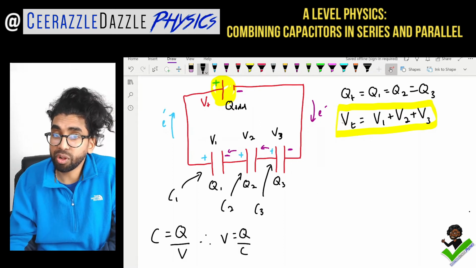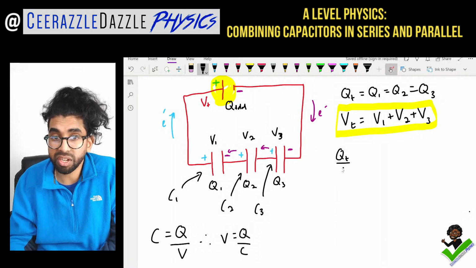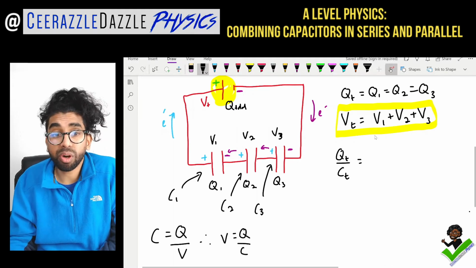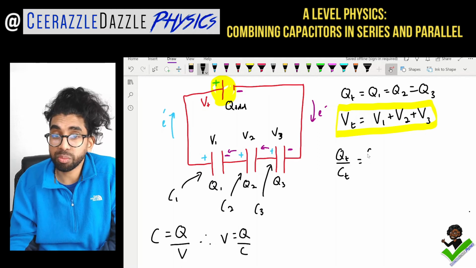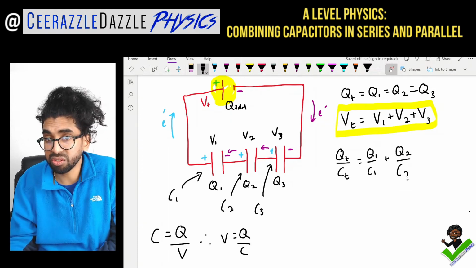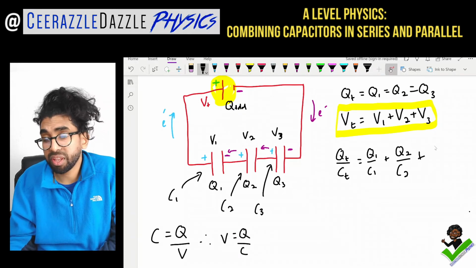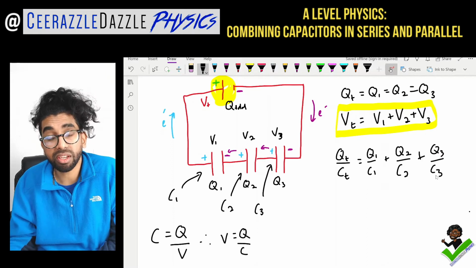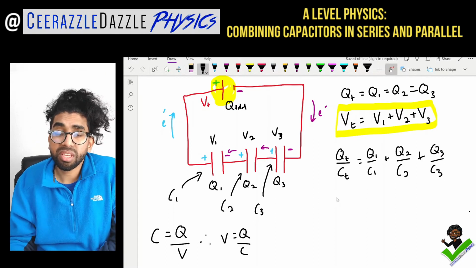So the voltage across the terminal, we can replace that with QT divided by CT. And now I can replace V1 with Q1 over C1. So this will be equal to Q1 divided by C1 plus V2, which is Q2 over C2, plus V3, which is Q3 divided by C3. Okay, happy with this?